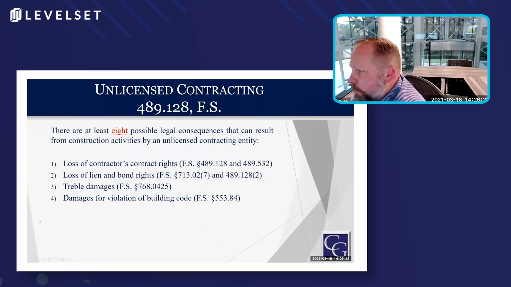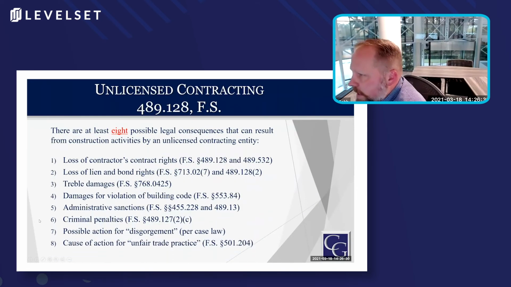There are 8 possible legal ramifications for unlicensed activity. They are loss of your contract rights, no liens or bond rights. There is a statute buried in the tort section of the Florida statutes that actually will provide treble damages. So if you damage a homeowner for $10,000 on a roof and you're not a licensed roofing contractor, that's now a $40,000 damage model. There are violations of the building code, administrative sanctions, criminal penalties.